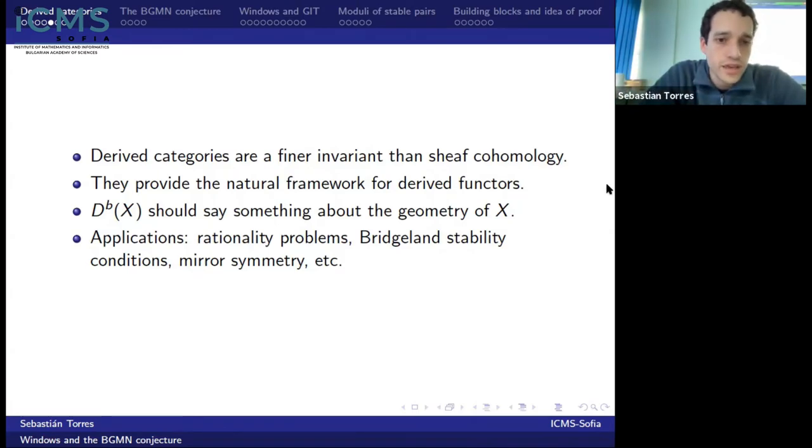Actually, let me say a bit more about rationality problems and this supposed link with how it somehow should show up in the world of derived categories, although it's not entirely understood in general, but there should be some connection maybe.